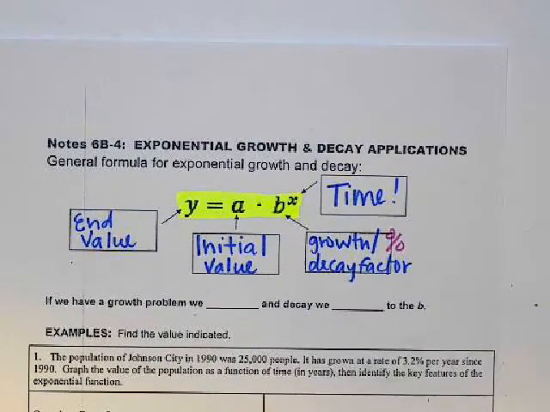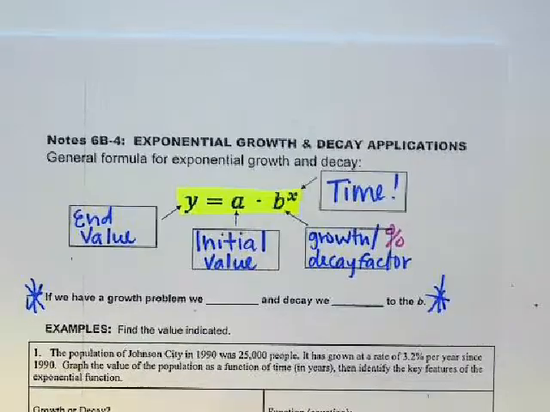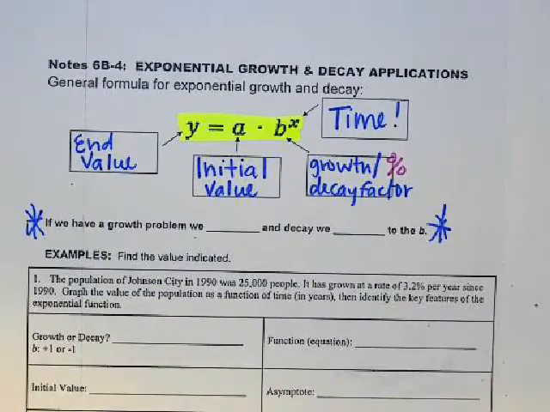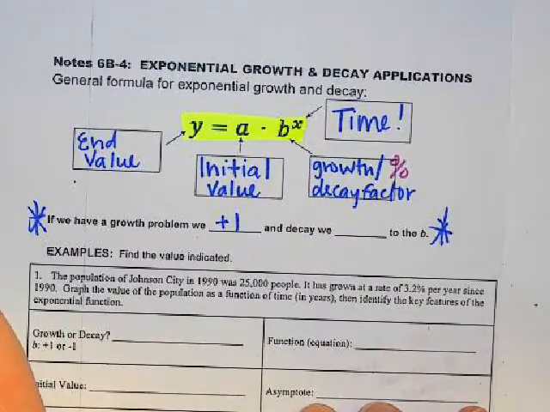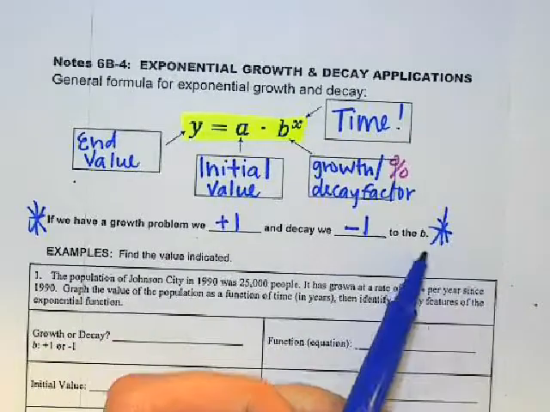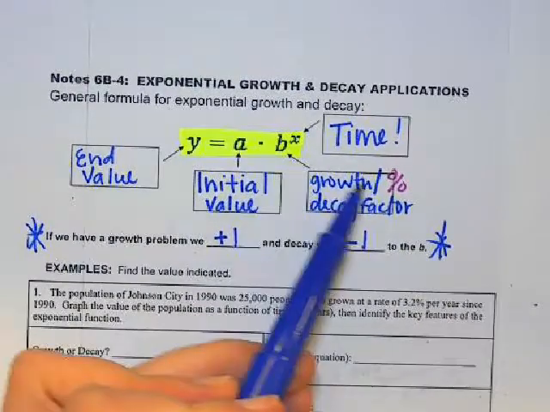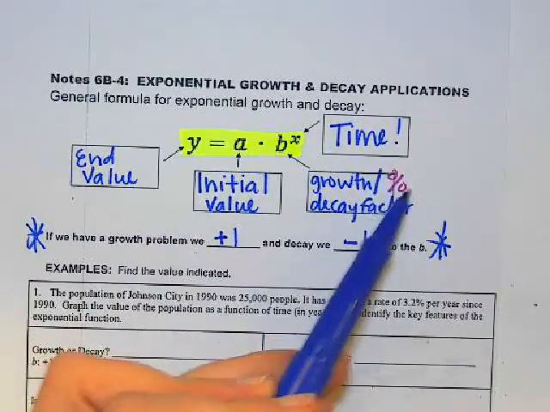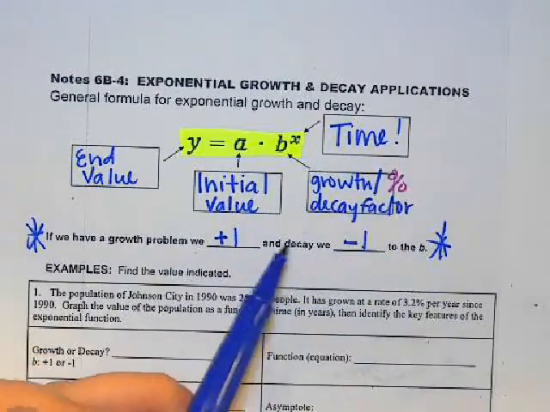Alright, now this part right here is important, super important. So put a star by it, whatever you need to do to make it stand out. It says, if we have a growth problem, we plus 1. If it's growing, it's a plus 1. What do you think decay is going to be? Minus 1 to the what? B. So whatever that B is, which is going to be your percent number, right? Everybody see how that's your percent number? You're going to either plus 1 or minus 1.